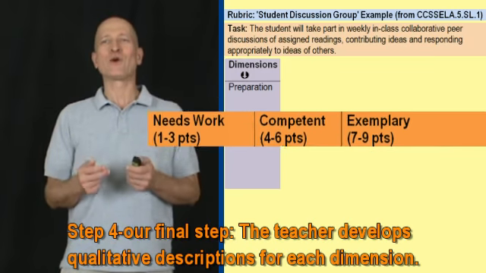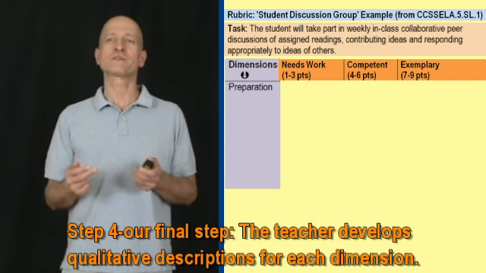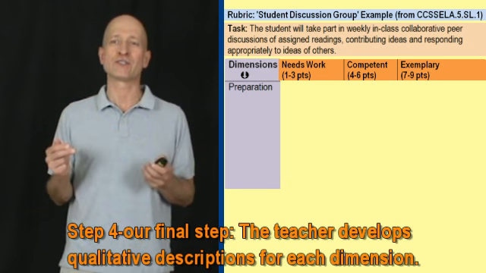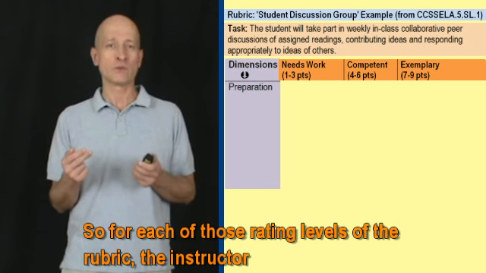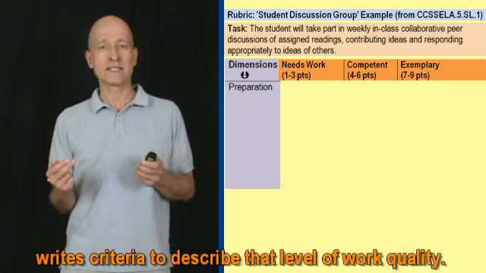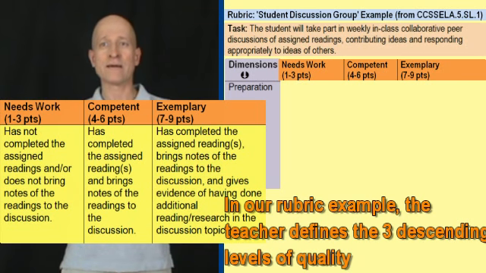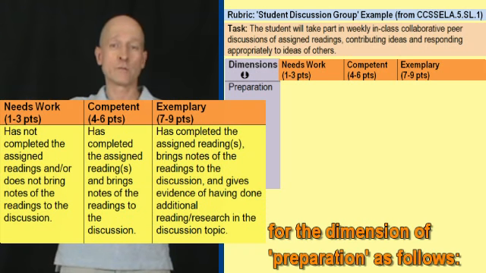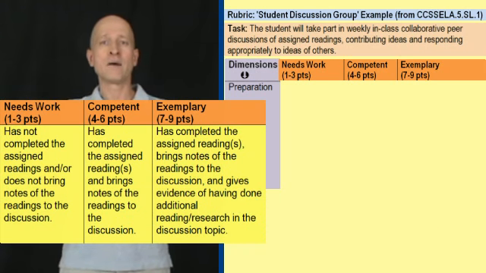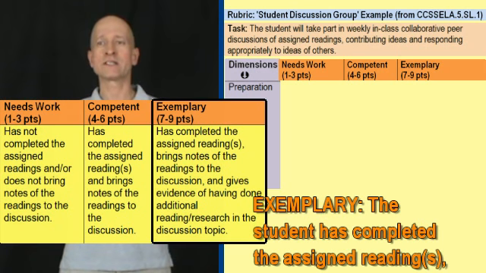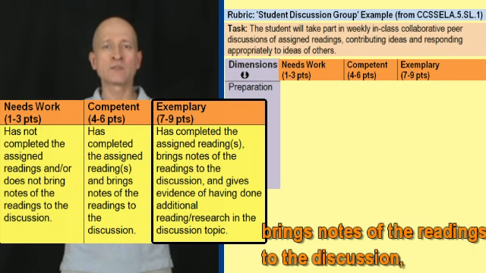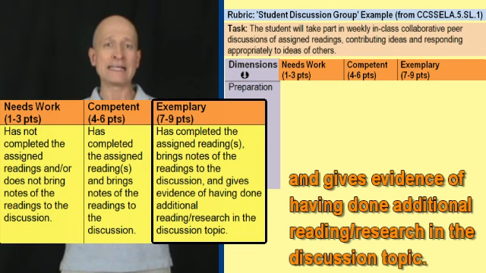All right, step 4, our final step. The teacher develops qualitative descriptions for each dimension. So for each of those rating levels of the rubric, the instructor writes criteria to describe that level of work quality. In our rubric example, the teacher defines the 3 descending levels of quality for the dimension of preparation as follows. Exemplary. So the student has completed the assigned readings, brings notes of the readings to the discussion, and gives evidence of having done additional readings and or research in the discussion topic.